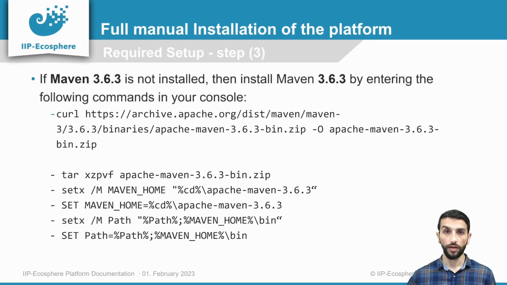If you don't have Maven version 3.6.3 installed on your machine, or if you would like to install the exact version, please execute the following commands. First command downloads the zip file for Maven 3.6.3. Next, extract the zip file. The last four commands are used to add Maven to the environment variables.